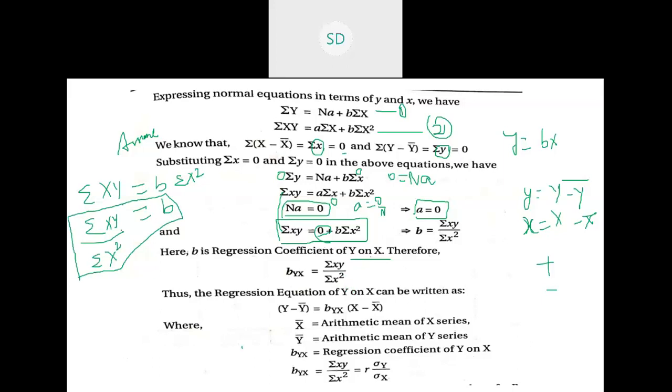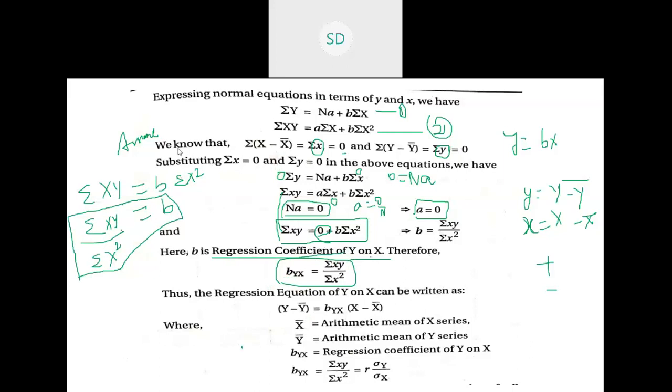Okay, so this is the first equation which we derived. This is the actual formula for regression coefficient. So when they give the problem, we just have to calculate xy and x square, and then we will be able to solve the regression coefficient for y on x. I hope everybody understood this.